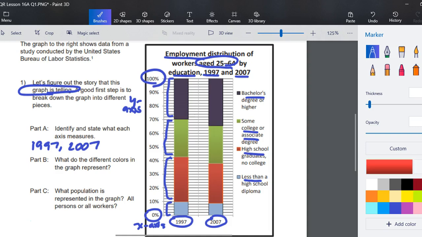Part B, what do the different colors represent? Well, it is what you see off on the side. Part C, what population is represented in the graph? Is it all persons or all workers? And it's not all the people, it's all the workers.